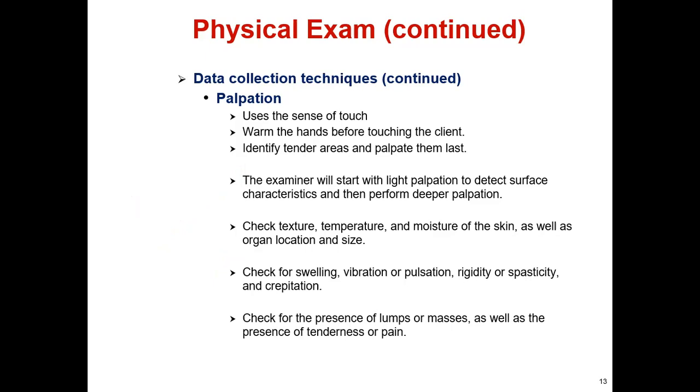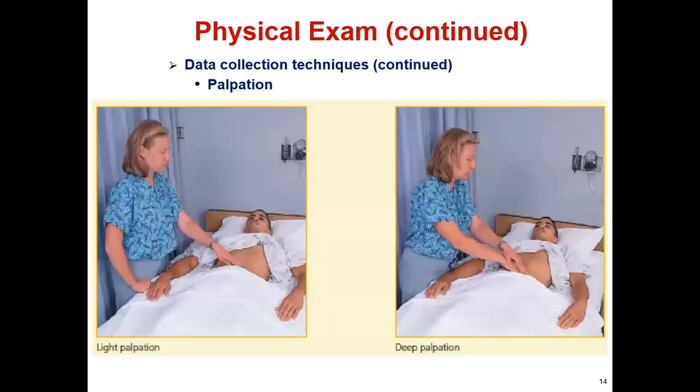So what next? In the first picture, the light palpation. This is the healthcare provider and patient. Start from one quadrant, lower quadrant, upper quadrant, then move or rotate. And if the patient has a tender area, it will be tested last.